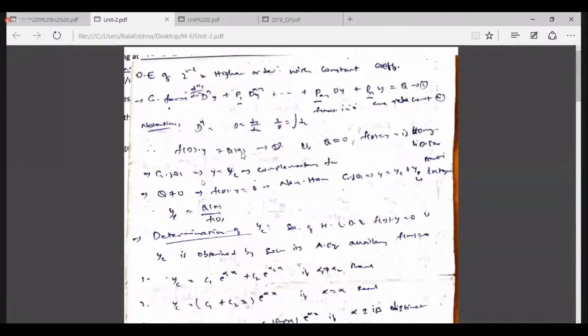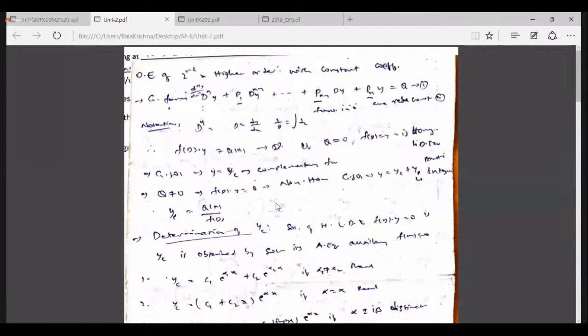If that Q of x is equal to 0, we'll say it is a homogeneous linear differential equation whose solution is the complementary function. If that is not equal to 0, that is called a non-homogeneous linear differential equation whose solution is the complementary function plus the particular integral. So we are given some methods to find the particular integrals when Q of x is particularly in the exponential form, sine or cosine form, e power mx into V of x form, or polynomial form, like that.